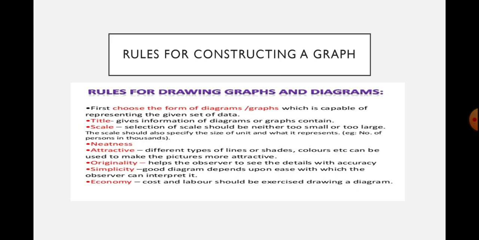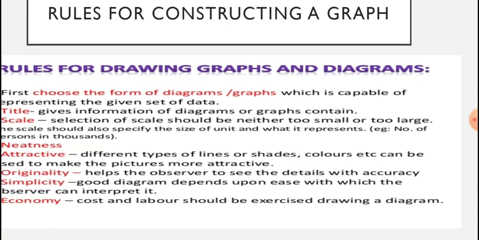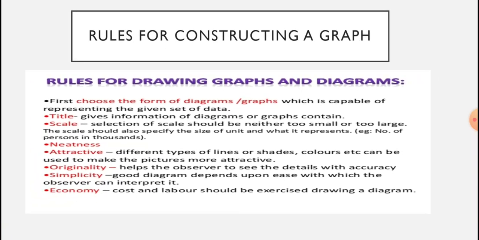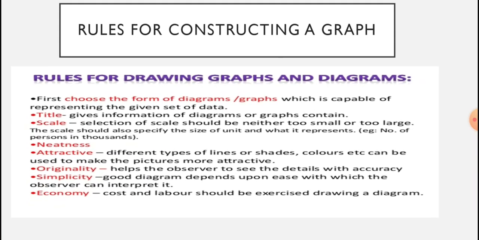Then, the title gives information about what the diagram or graph is going to depict. Then the scale. Selection of scale should be neither too small nor too large. The scale should also specify the size of unit and what it represents. For example, number of persons in thousands.